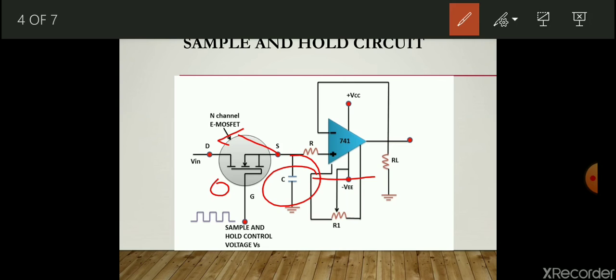So the capacitor holds its charge until the next sampling cycle. This is how the control voltage controls the MOSFET, opening and closing the MOSFET switch and charging the capacitor. It samples the input value and then disconnects the capacitor, so it holds the value until the specific time.